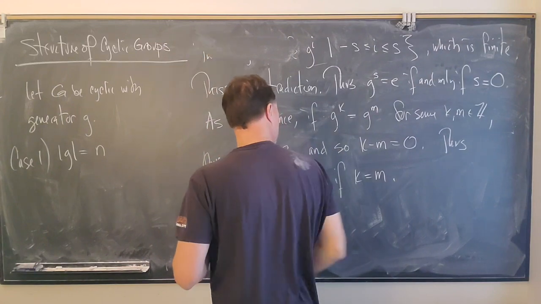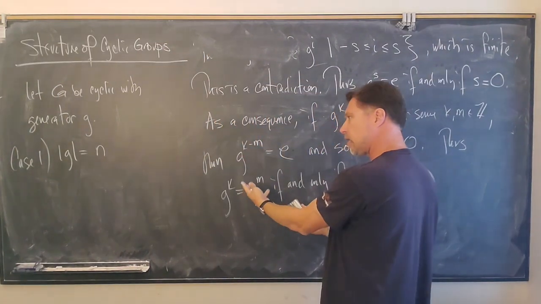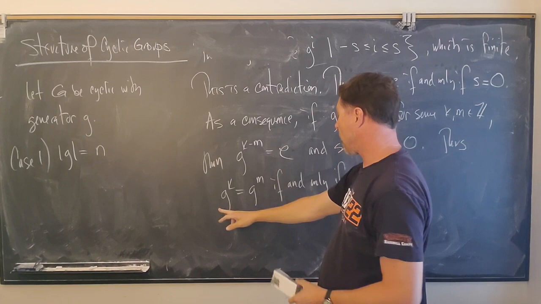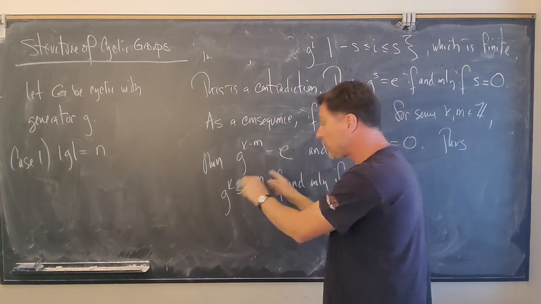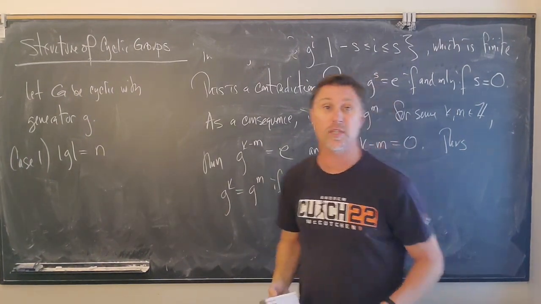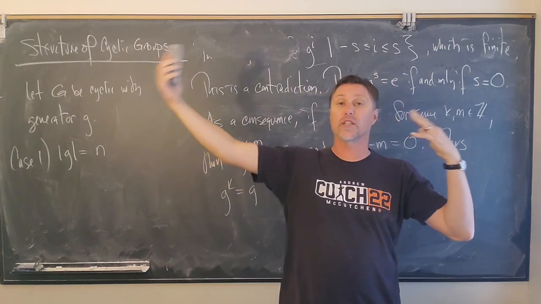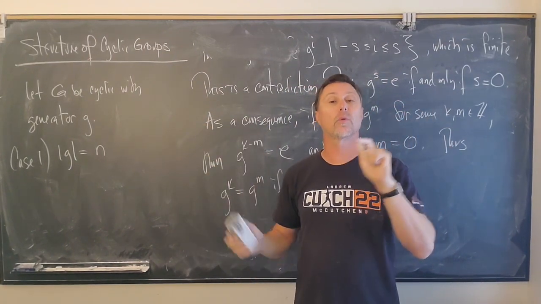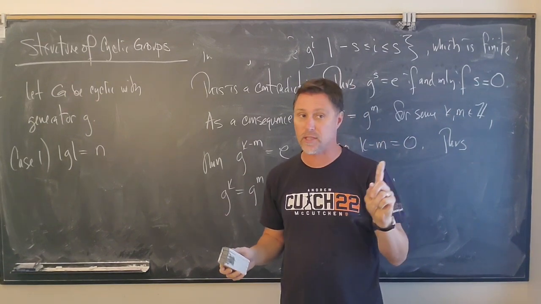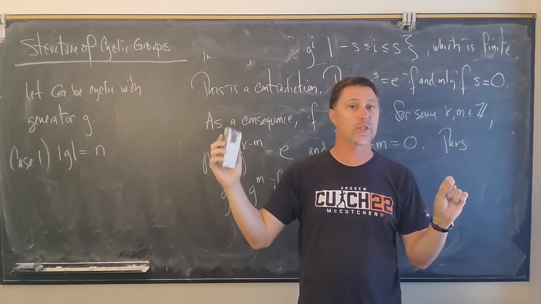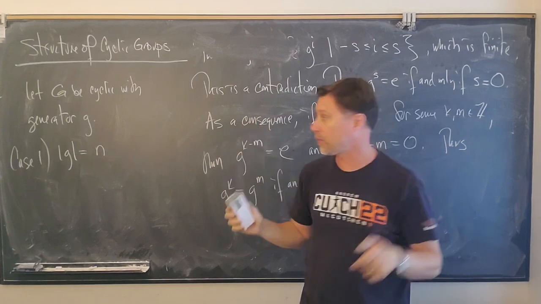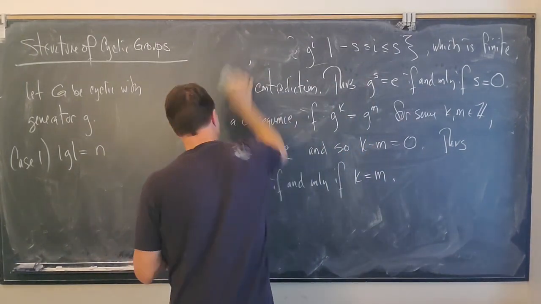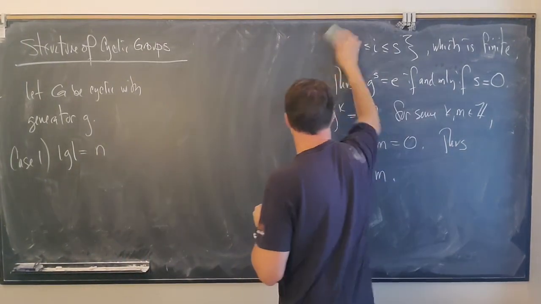Now, what we did in the infinite case is we've shown that two elements can be equal if and only if their exponents are equal. So if you see g to the 7 and g to the 12, and you are in a cyclic group where the generator has infinite order, you're guaranteed g to the 7 is not equal to g to the 12, right? Can't happen. But now in the finite case, it's maybe a little bit more complicated.